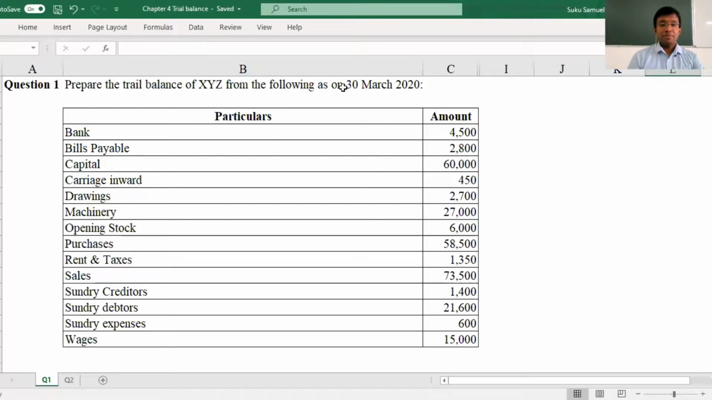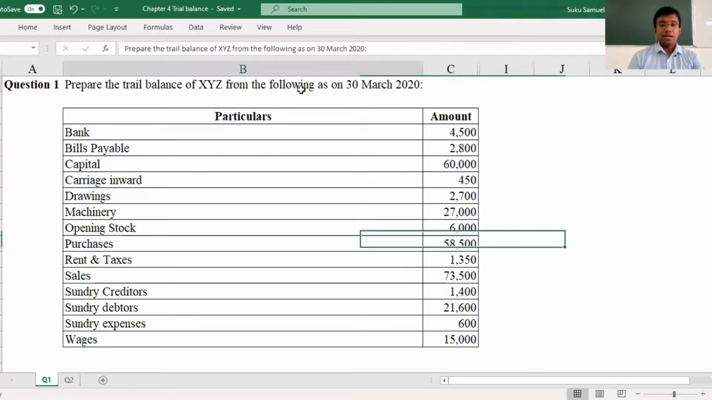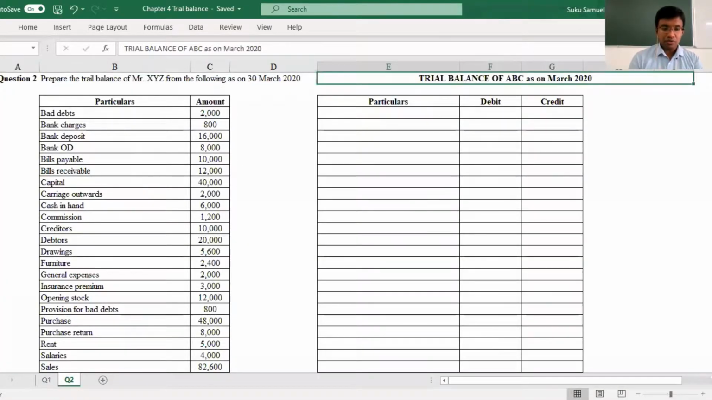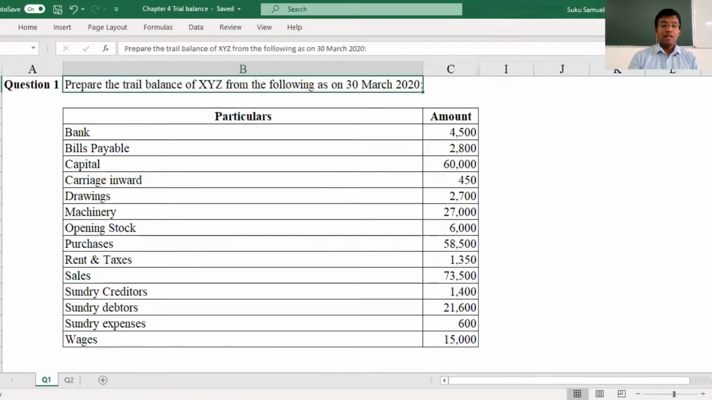Now remember, when we prepare the trial balance, we have to classify and identify the items as assets, expenses, liabilities, or incomes. Based on that, we will be going about with the preparation of the trial balance.